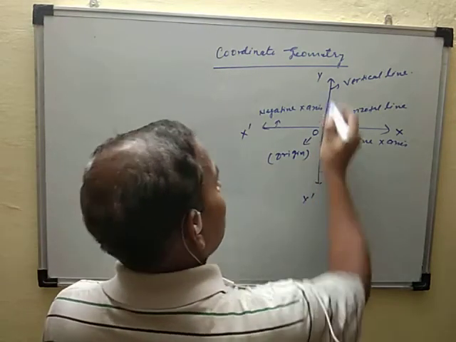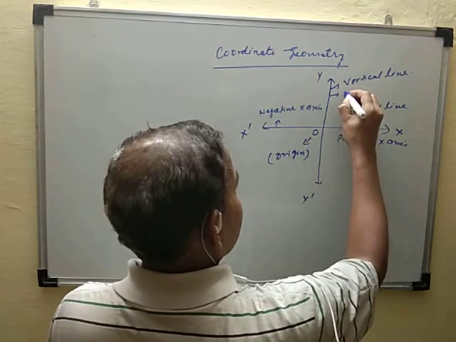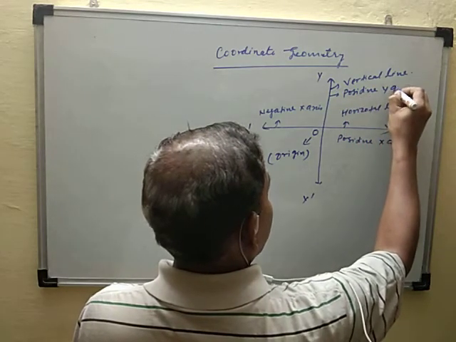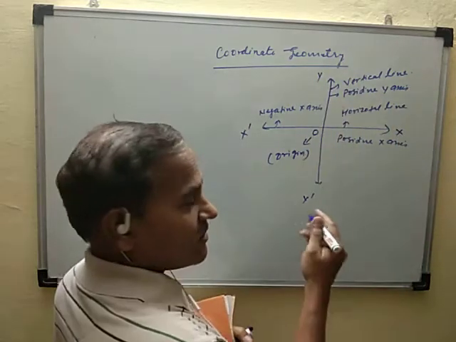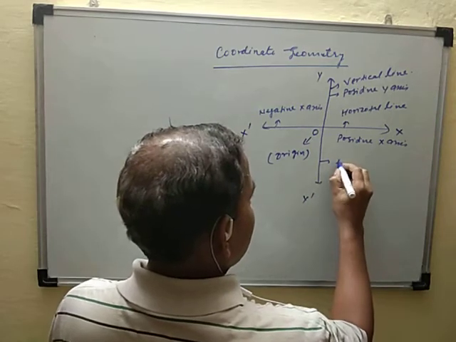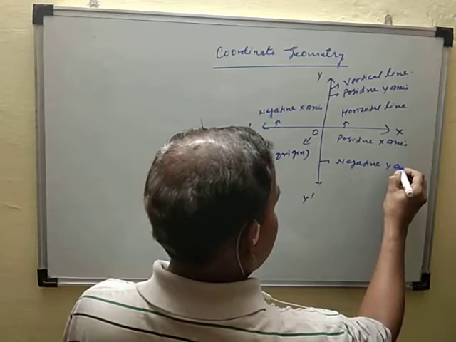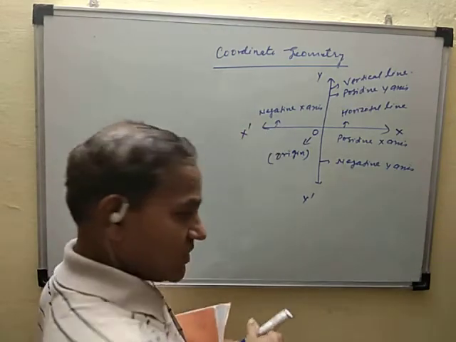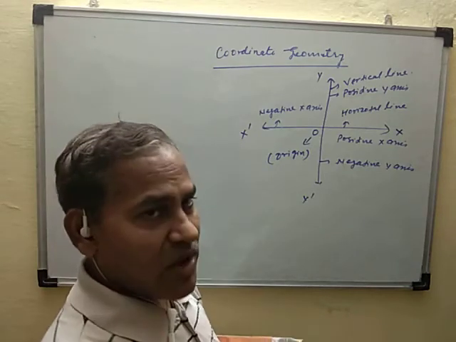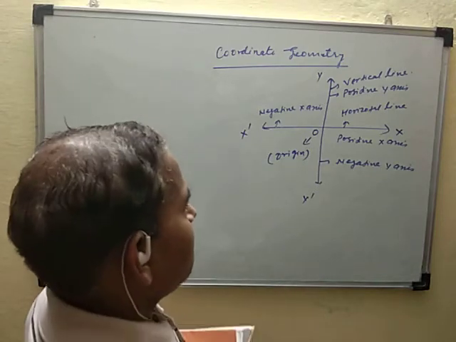Similarly, from the origin to the upper side is called the positive y-axis, also called the vertical line, and this one under the origin is called the negative y-axis. Upper side is the positive y-axis, lower side is the negative y-axis.